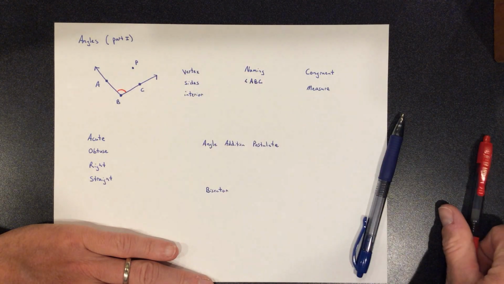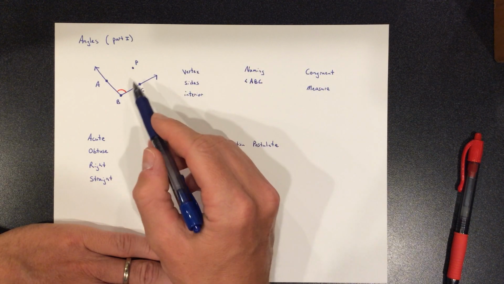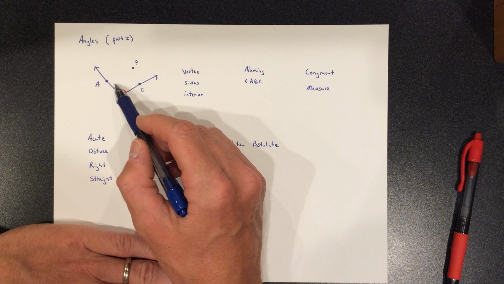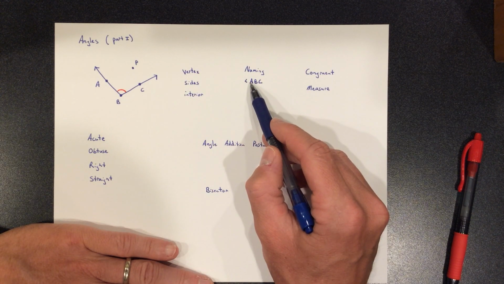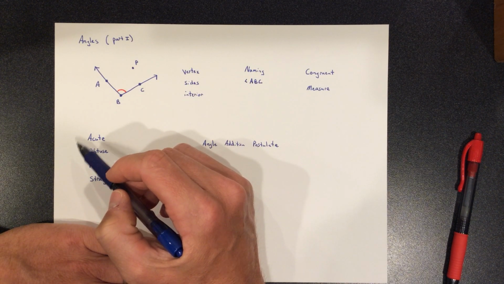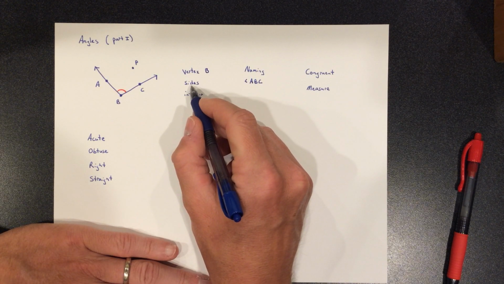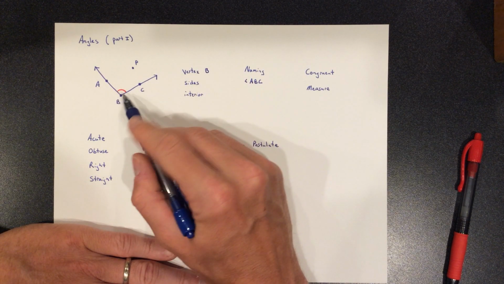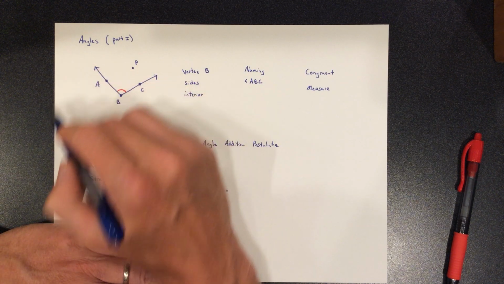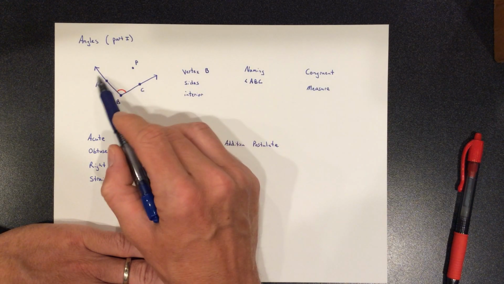Now, what is congruent with angle ABC? Well, it turns out that angle CBA is the same angle. So we can say angle ABC and angle CBA are the same thing. The vertex is B. The sides are rays, ray BC and ray BA. Point P, we would say, is interior.